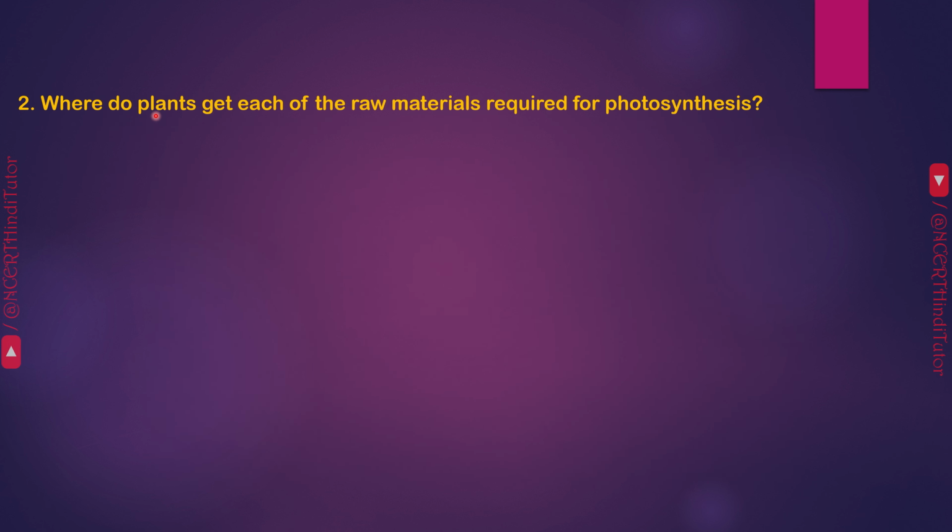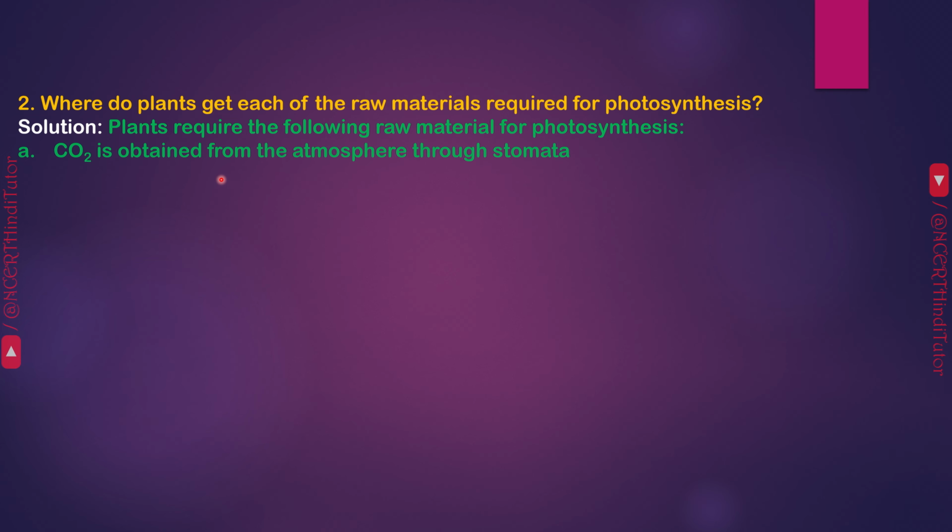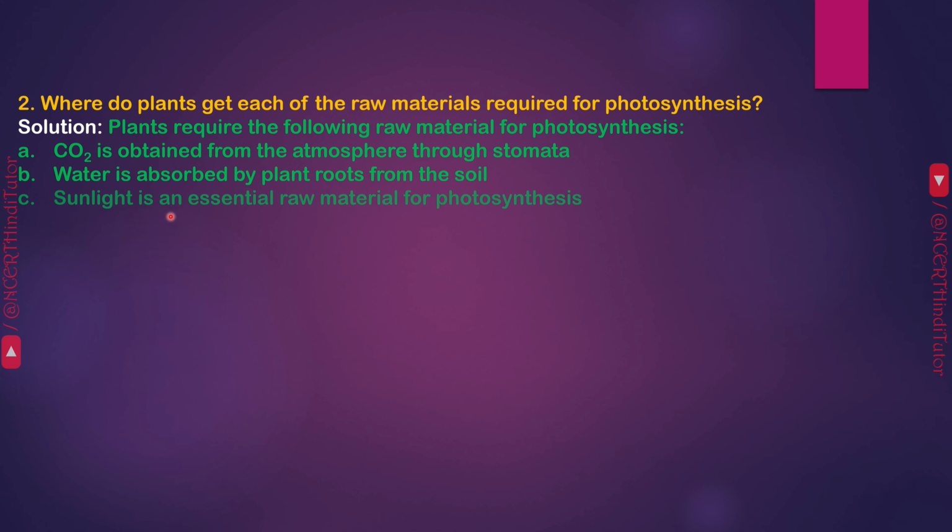Question 2. Where do plants get each of the raw materials required for photosynthesis? Answer. Plants require the following raw materials for photosynthesis. A. CO2 is obtained from the atmosphere through stomata. B. Water is absorbed by plant roots from the soil. C. Sunlight is an essential raw material for photosynthesis. D. Nutrients are obtained from the soil by plant roots.